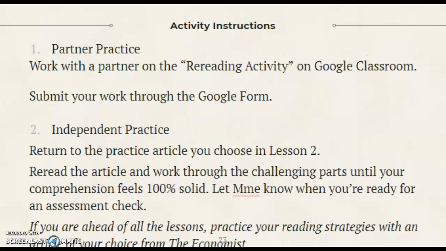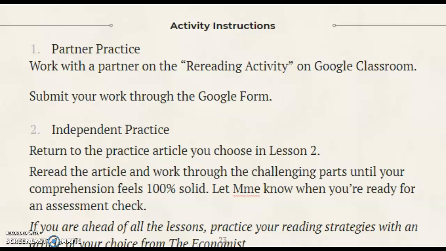Okay, so your partner practice for this activity is to work through two more challenging sentences in the rereading activity on Google Classroom. I'd like you to work with a partner so that it's not as daunting to break it down into chunks, and so that you can see what strategies other people default to, which ones you default to. You can bounce ideas off of each other. And you're going to submit your work through a Google form so that I can see how it went.